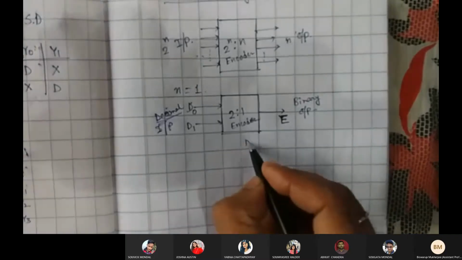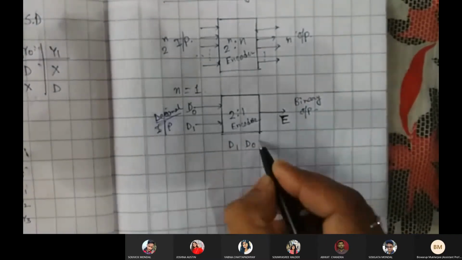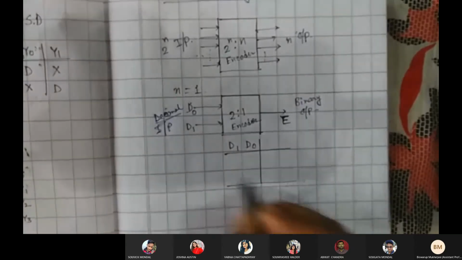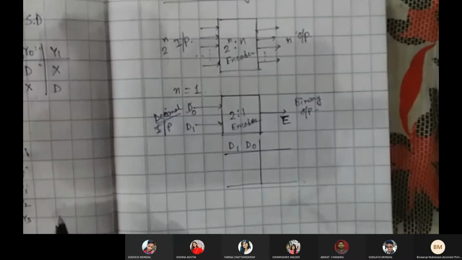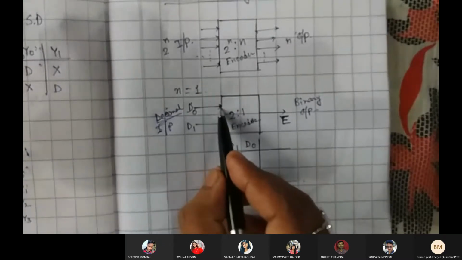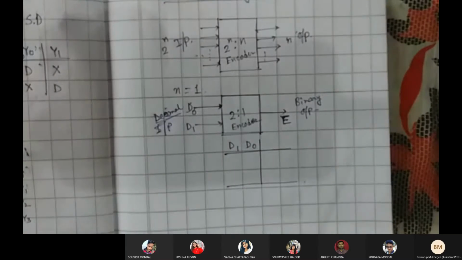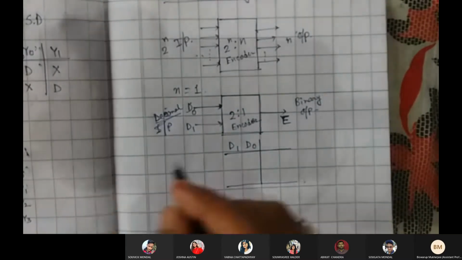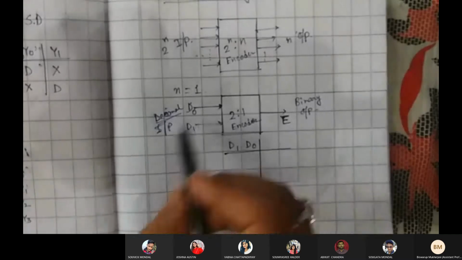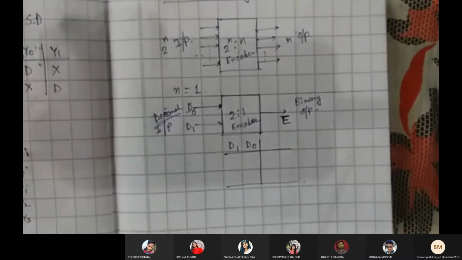So D0, D1, the combinations this time would be like this. D0, if it is on, then it will be generating a corresponding decimal value for 0. So either that can be 1.